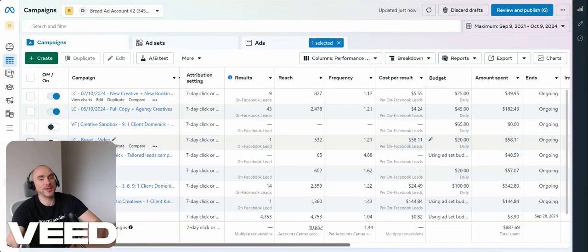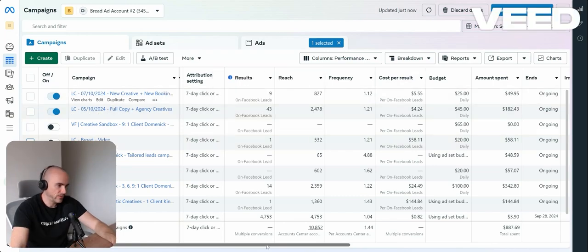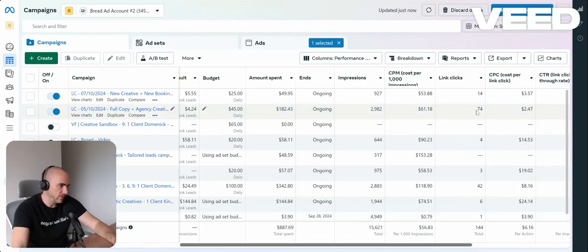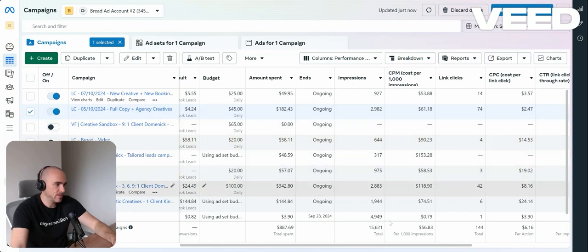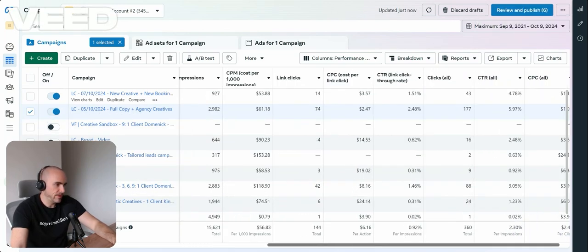Now, if you actually want the exact copy that we used, stay through to the end. As you can see here, right, we have 43 leads that came in through that lead form. The link clicks on it were 74. So that means that more than 50% of the people that actually clicked on it submitted a lead form. And you can see how big of a difference this made on the actual click-through rate, almost 4x.